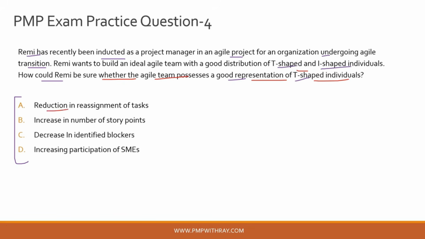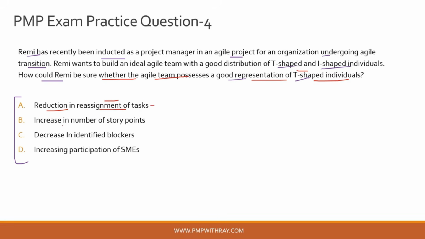Option A, reduction in reassignment of task. Okay, now this is a good option because if you have more T-shaped individuals, since they're able to execute the basics of any task in a project, you will have minimum reassignment happening as part of your project. Okay, so let's hold this option for now.